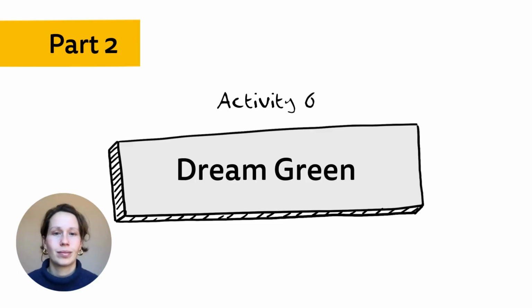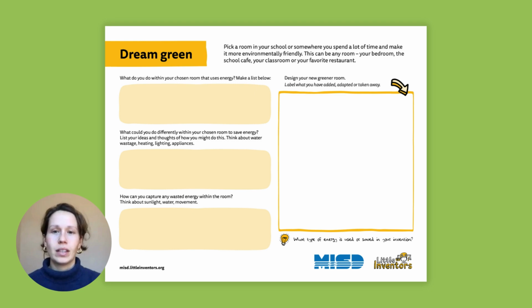Activity 6 is Dream Green. This Dream Green activity challenges your students to pick a room where they spend a lot of time and asks them to think of various ways they could make it more environmentally friendly. They can think of ways that they use energy within the room and then think about the different ways they could save energy, such as heating, lighting, water, or appliances.